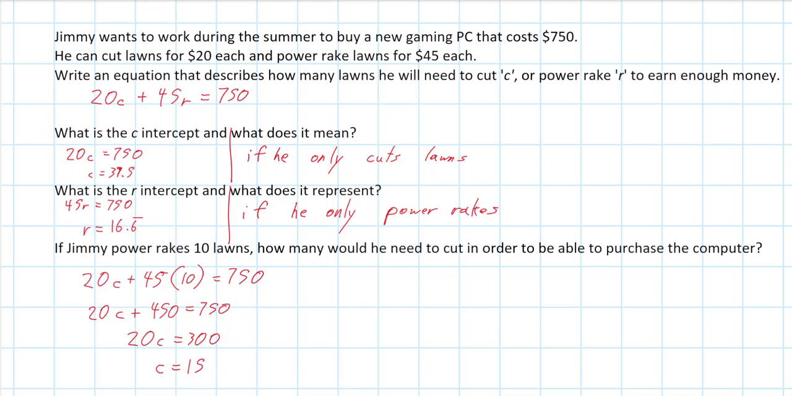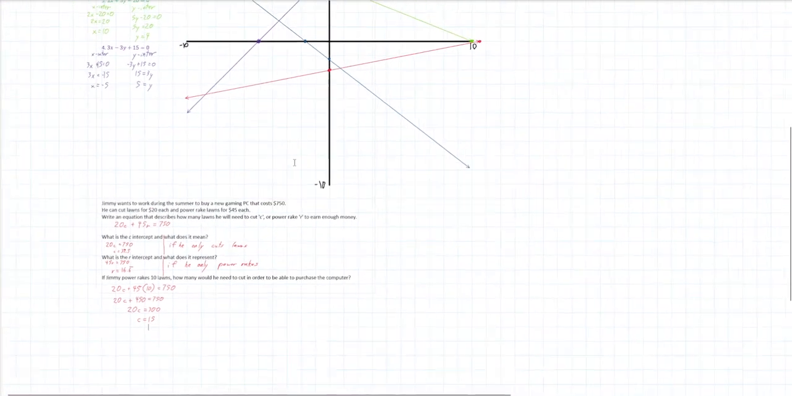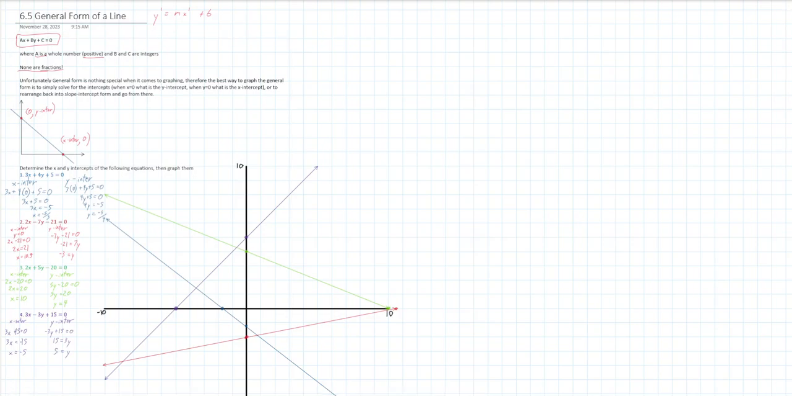There you go. So I hope that explains a little bit about the general form. I hope this video helped you guys better understand that, but most importantly, how to graph the general form of a line and find the x and y intercepts. Hope this video helped, and good luck.